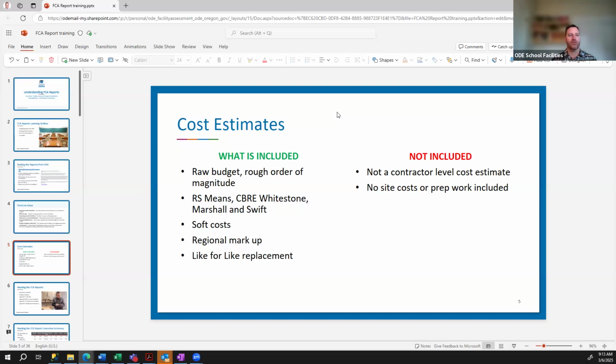And there is no site costs or prep work included. So when you're looking at an entire building replacement cost, it's more of like an insurance replacement cost for the building. So it's not going to include if you need to purchase new land to build it. It's not going to include the infrastructure needed on the site prep work to build that building either. So things to consider when you're looking at these.